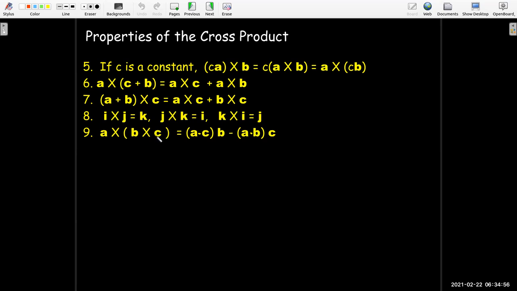So here's an interesting identity. If you take two vectors, B cross C, and then cross that with A, you're going to get a multiple of B subtract a multiple of C. And the coefficients on those, the multipliers, are A dot C and then A dot B.